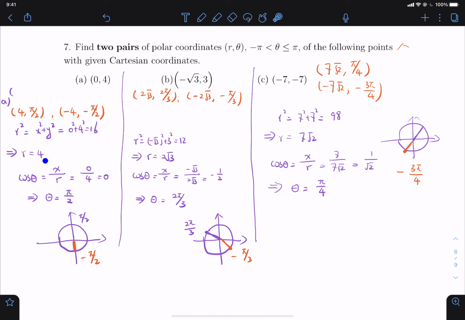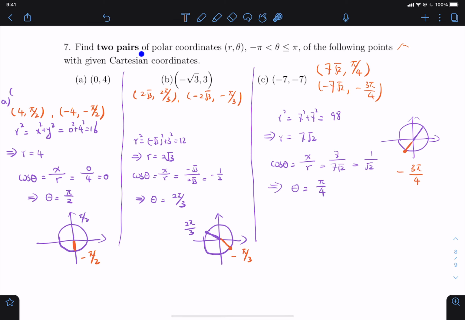So radius equal to 4, and then we use the formula cos theta equal to x divided by radius. So it's 0 over 4. We figured out the cos theta is 0. So we can select one possible theta here, that is theta equal to pi over 2. And we check that this theta equal to pi over 2 is in this range. So that is a valid angle. So our first point here is radius 4 with angle pi over 2. That is our first pair.